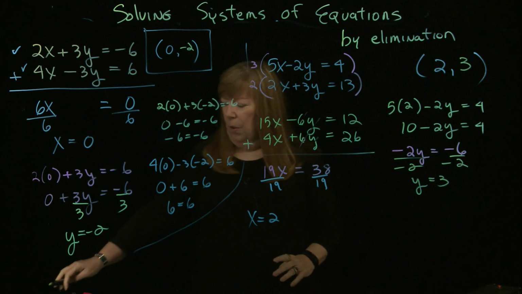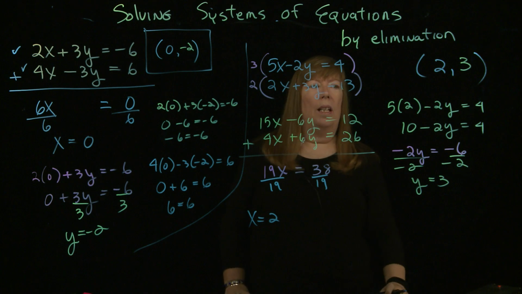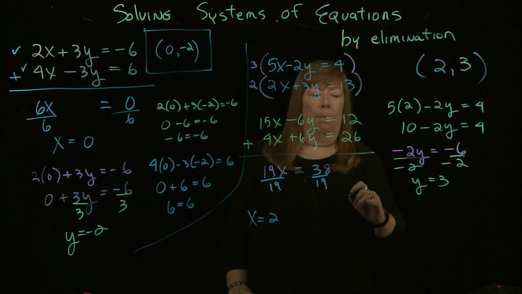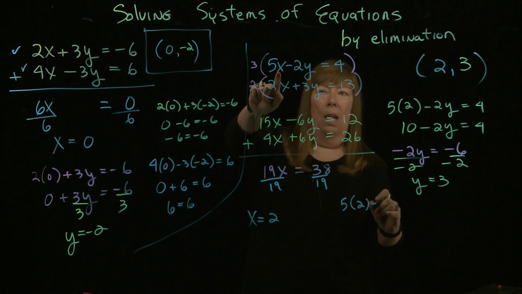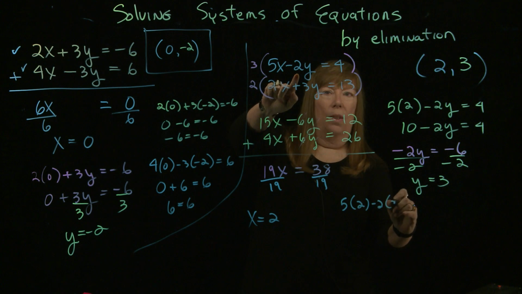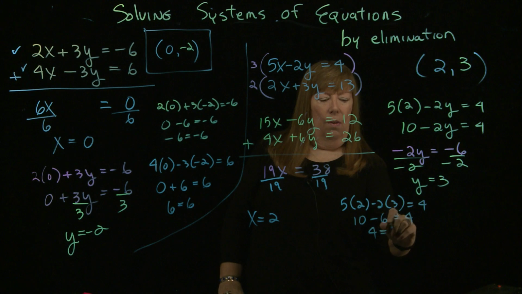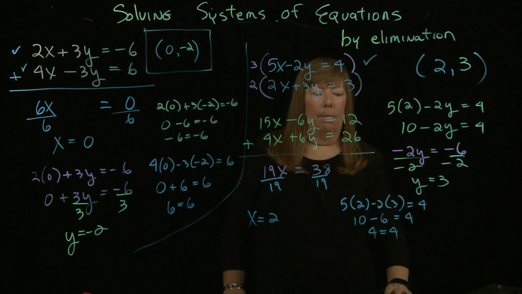Okay, let's go ahead and check this one and make sure that it's correct. Going back to our original equations, we're plugging in the 2 for x and the 3 for y into both equations and seeing if we get true statements. So 5 times x, which is 2, minus 2 times y, which is 3, equals 4. It gives me 10 minus 6 is 4. 4 equals 4. That is true. So the first one checks.